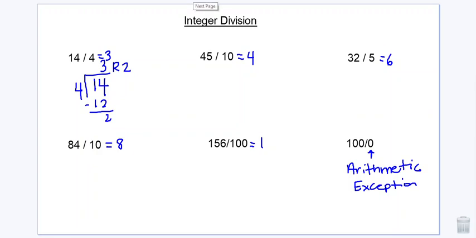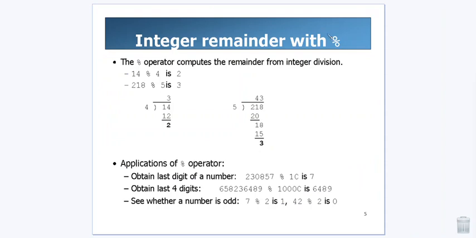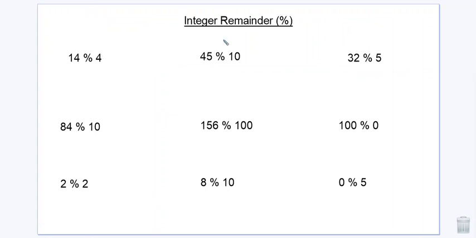So that's integer division. Now let's talk about an operator that may or may not be new, and this looks like a percent symbol. It's the modulus operator, and in this operator, we only care about what's left over. We care about the remainder from integer division. So with integer division, division just cares about the whole number part. Here we actually care about the remainder portion of it.